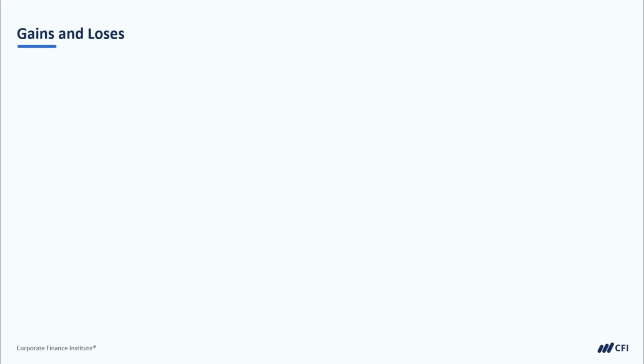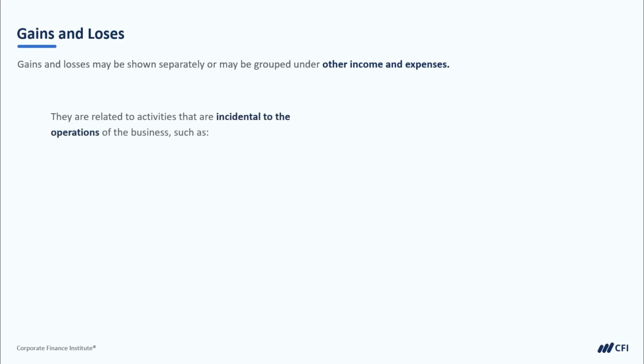Another income statement line item to draw your attention to is related to gains and losses. Now, these may be shown separately or may be grouped under other income and expenses. And typically, this appears after all other operating expenses are presented. Now, gains and losses are related to activities that are incidental to the operations of the business. Another way of framing this is it's non-core. It's the opposite of the operations of the business. So these tend to be one-off things or items that really aren't operational in nature.